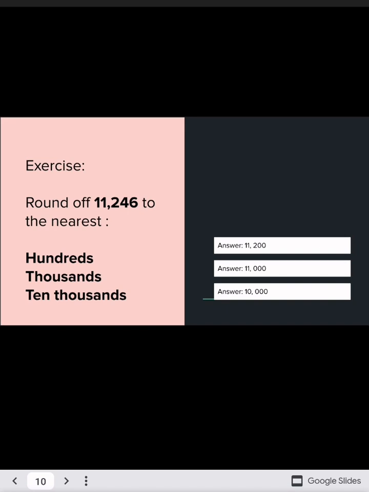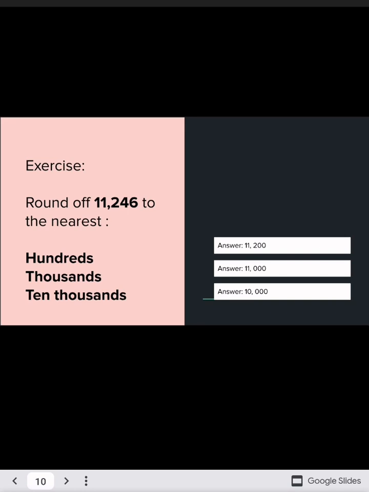So this time we are going to round off 11,246 to the nearest hundreds first. Nearest hundreds, the number that is being asked is 2. The number to its right is 4. So if it is 4 or less than 4, then we are going to keep the numbers to its left, retain it, and then we change all the numbers to its right to 0. So in this case, 11,200 is the answer.